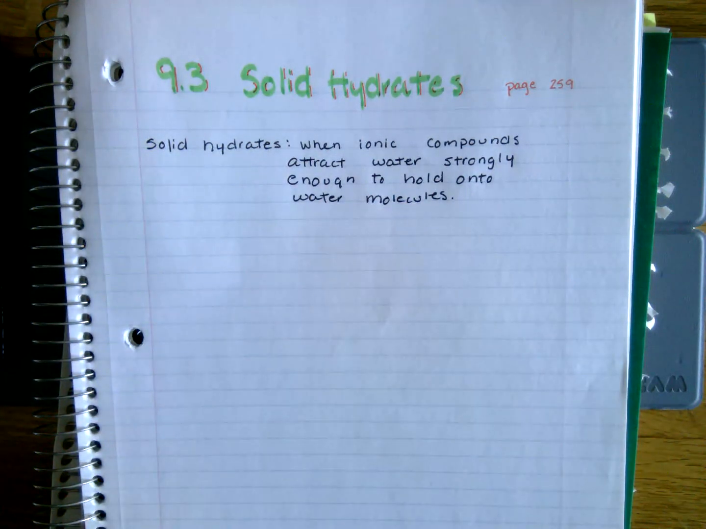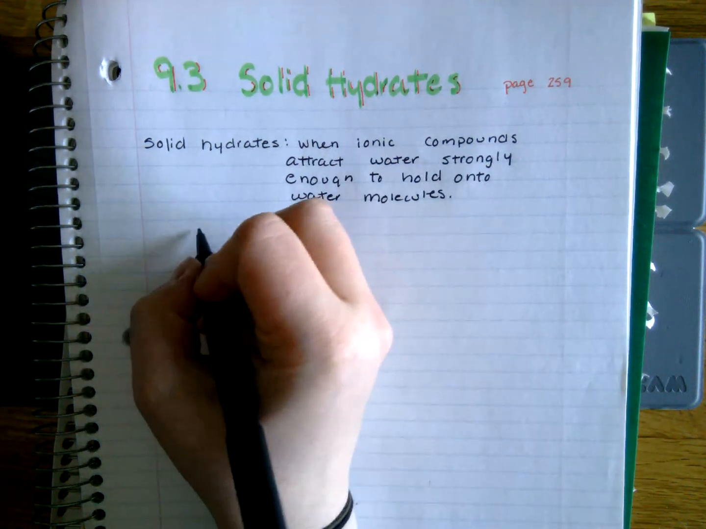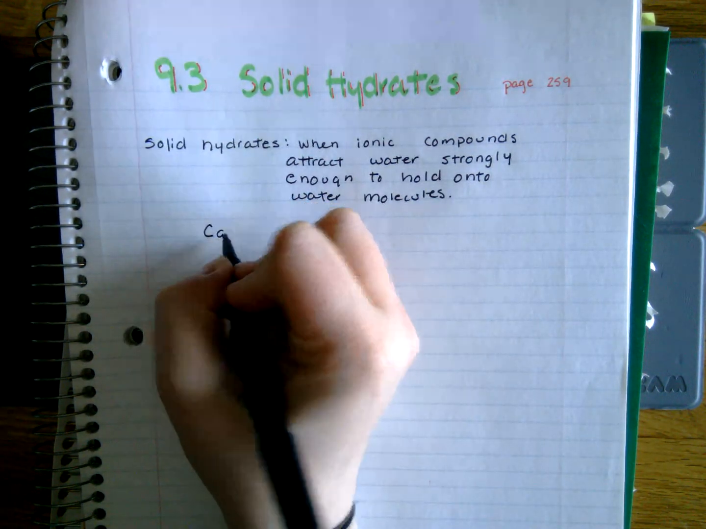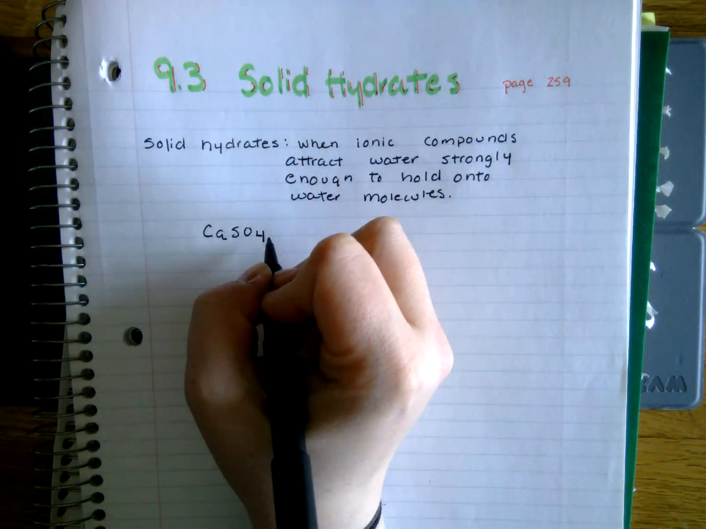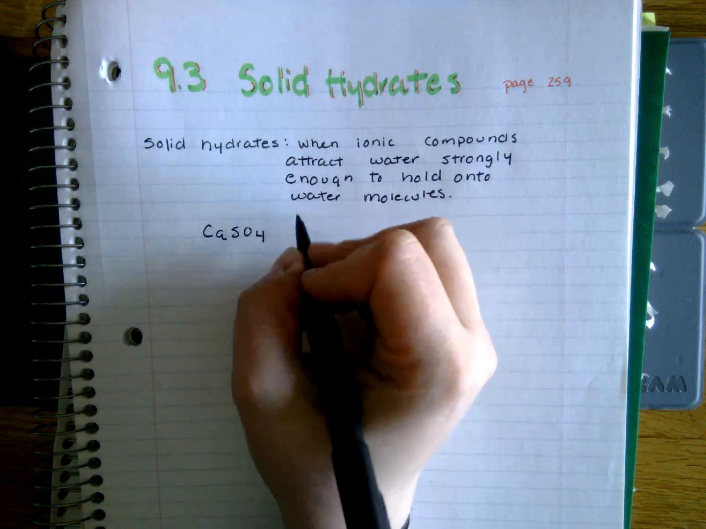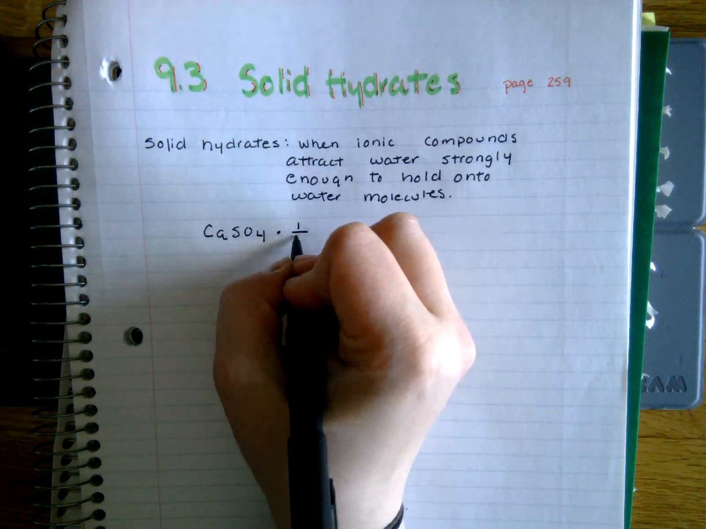Okay, so for example, the plaster of Paris used to make decorative objects and casts from broken limbs is calcium sulfate hemihydrate, which is written like so. It's going to be written like CaSO4, which is the calcium sulfate hemihydrate, and this is going to be the hemihydrate.